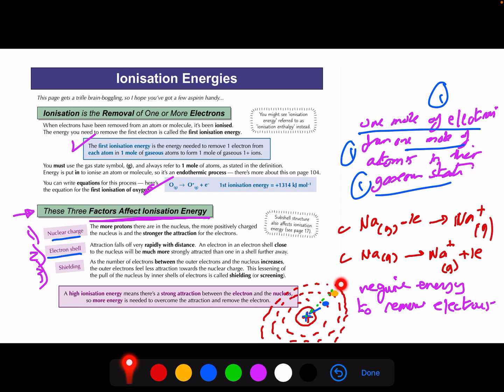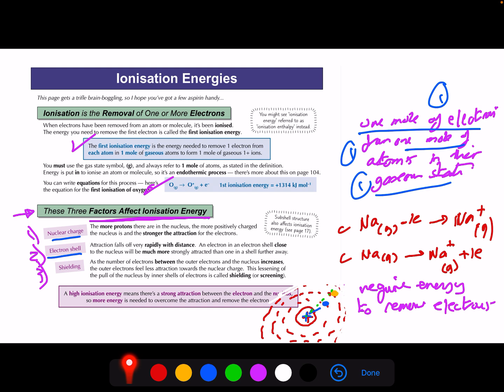Since the attraction here is the weakest, this purple electron would require the least energy to be removed. So the ionization energy would decrease if you have more shells. That is to say, if I already remove this electron in the outer shell, and then I intend to remove this yellow electron, definitely the ionization energy for this yellow electron would be more.